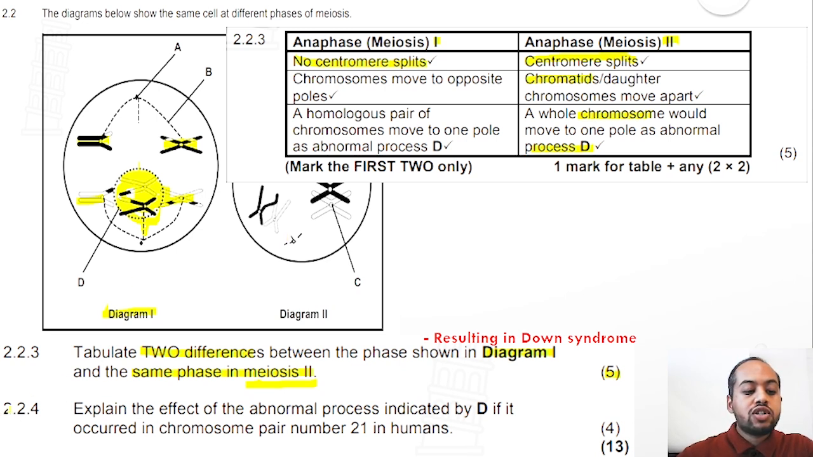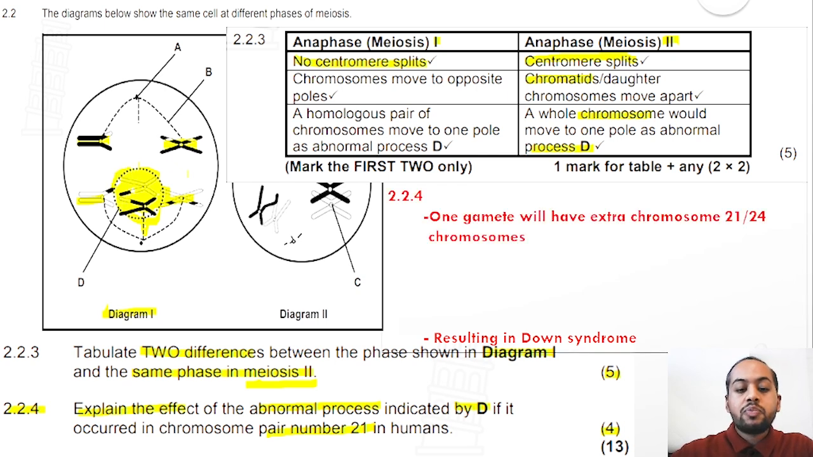The next question, 2.2.4, says explain the effect of abnormal process indicated by D if it occurred in chromosome pair number 21 in humans for 4 marks. What are we doing here? We are simply explaining what happens in Down syndrome.